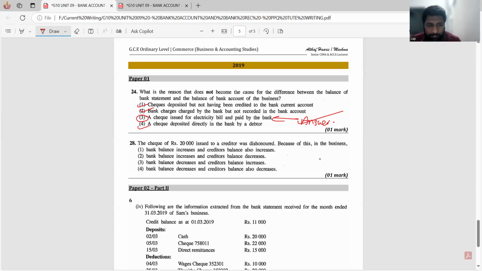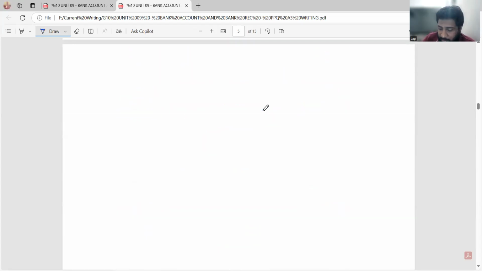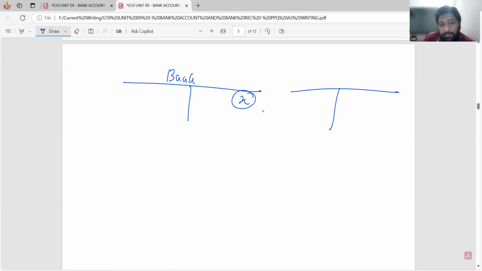Question 20. A check of 20,000 issued to a creditor was dishonored. So if we issue a check, we will credit the bank account and debit the creditor account. Because we are making a payment, cash is going out from the bank. The bank balance is decreasing. On the other side, the creditor balance is decreasing.